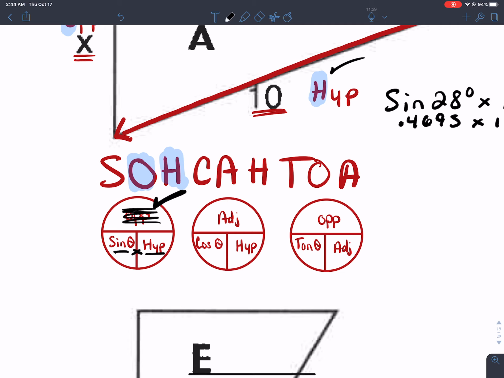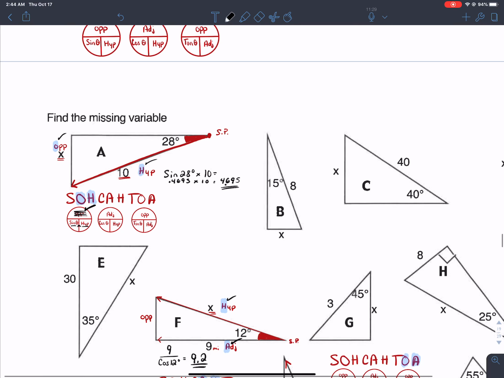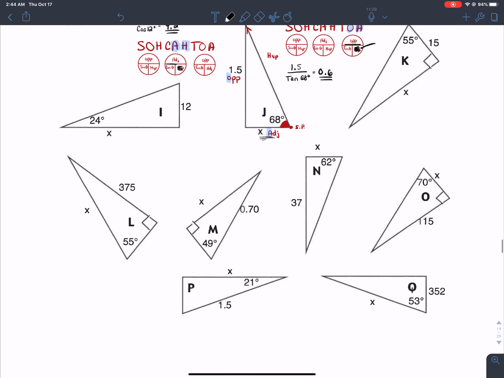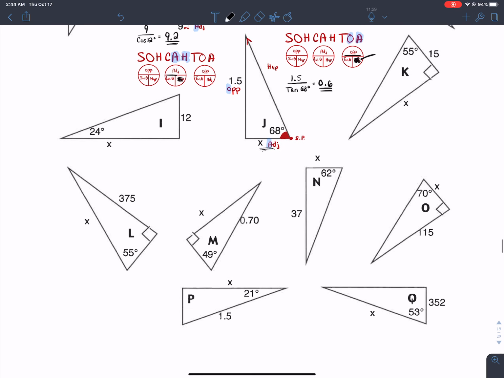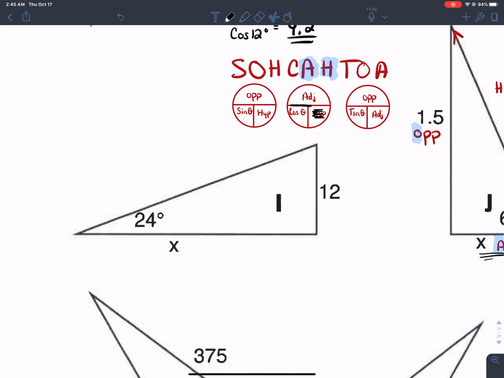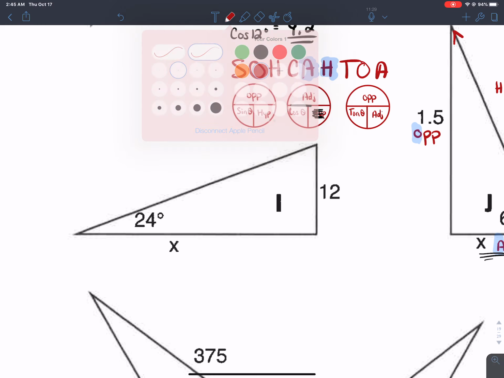All right, so for the rest of the period, what I want you working on is answering the rest of this page right here, A through Q, and you're going to show all of your work in terms of setting up your sides. It shouldn't take you too long.